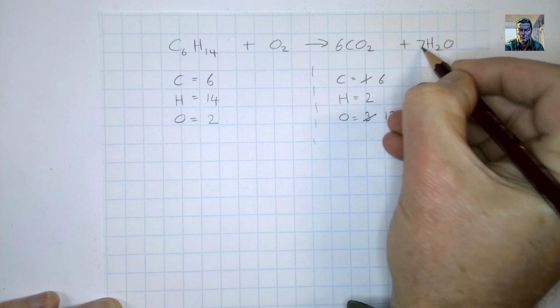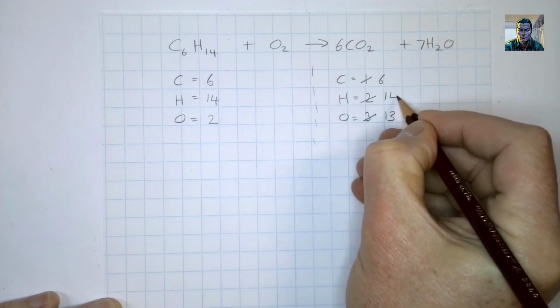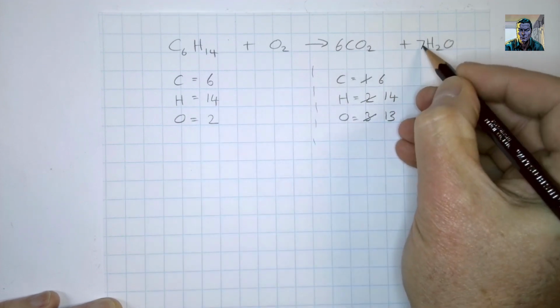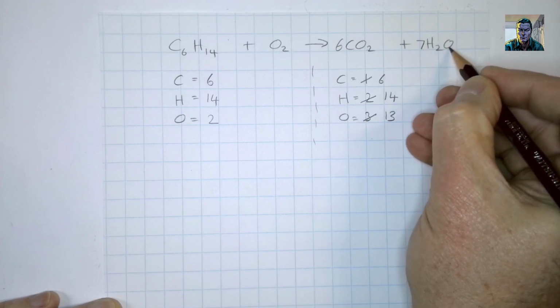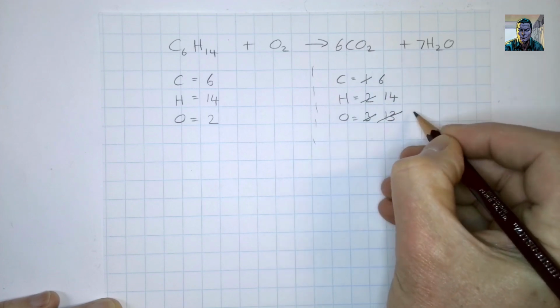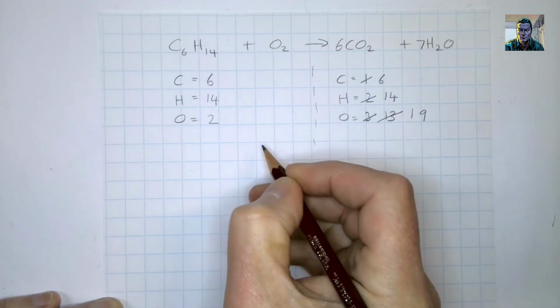Hydrogen needs to be balanced next, so we're going to put a 7 in front of the water, and that increases the hydrogen to balance the hydrogen, but now I've got even more oxygen, and the oxygen now is going to move up to 19 atoms.